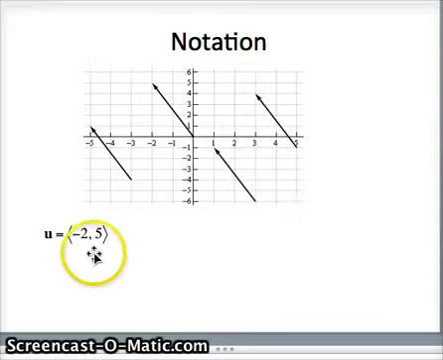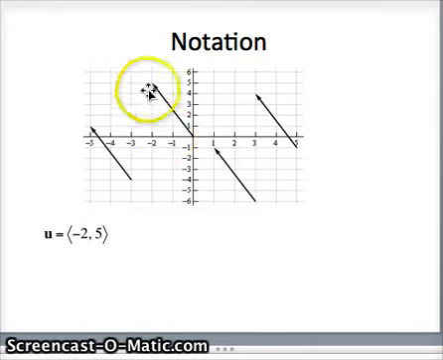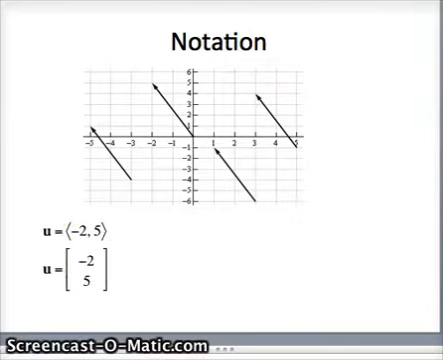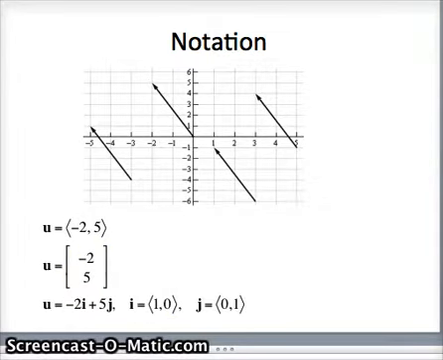So here's one way for us to write this. We use this angle bracket notation. So -2 is our change in x, +5 is our change in y. But that's not the only way to write it. We can also write it as a column vector. So that is often written this way. So -2 in the first component and 5 in the second component.